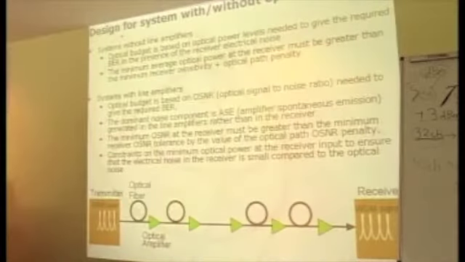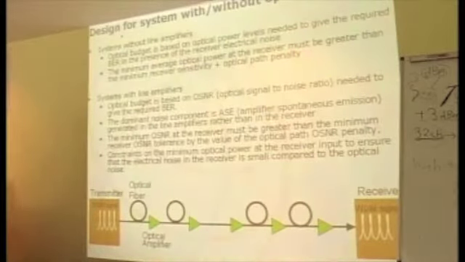The minimum average optical power at the receiver must be greater than the minimum receiver sensitivity plus the optical path penalty. We saw the optical path penalty yesterday. We need at least the minimum receiver sensitivity to cope with the receiver noise, but in addition, we will incur an optical path penalty. So we need some more power to cope with the optical path penalty, 1 or 2 dB, in addition to the receiver minimum sensitivity.